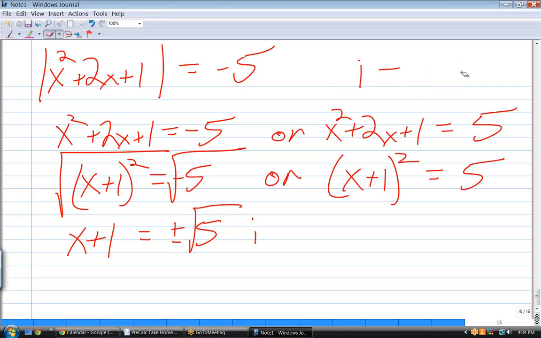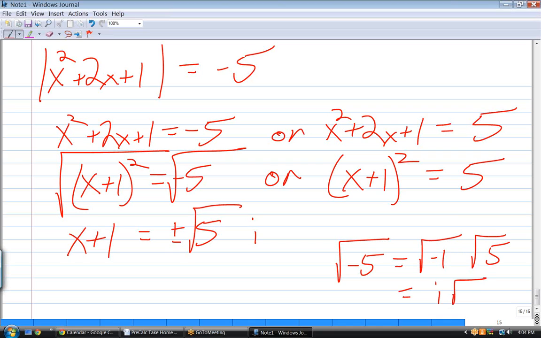So if I said, what is the square root of -5 equal to? Well, the first thing you would do is to break it up into the square root of -1 times the square root of 5. And the square root of -1 is i, so it's i times the square root of 5. So that's how I got that part of the answer. And this part is always, whenever you take the square root of both sides of an equation, begin your answer with plus or minus.